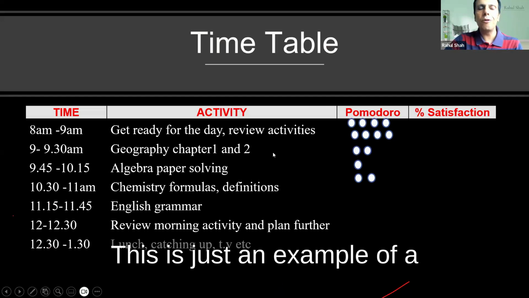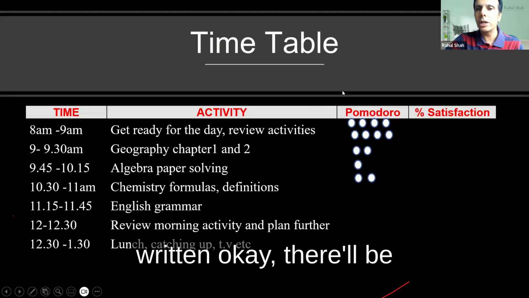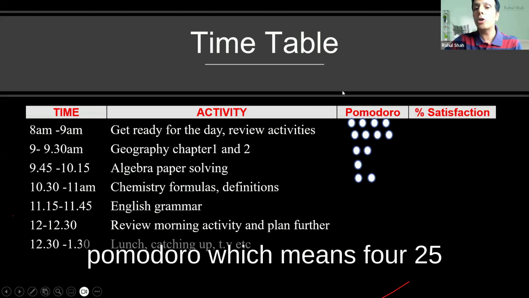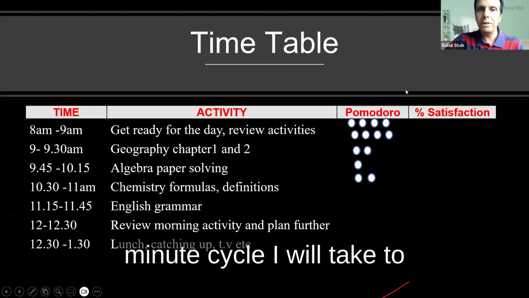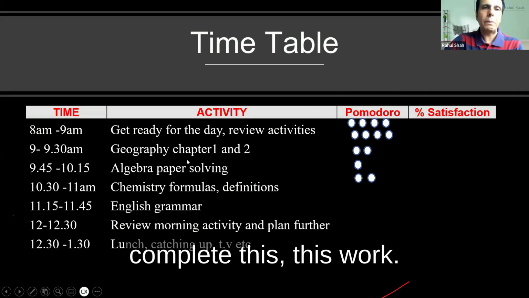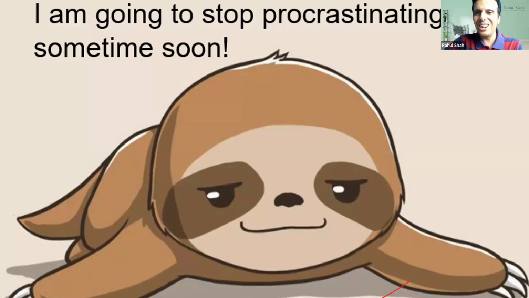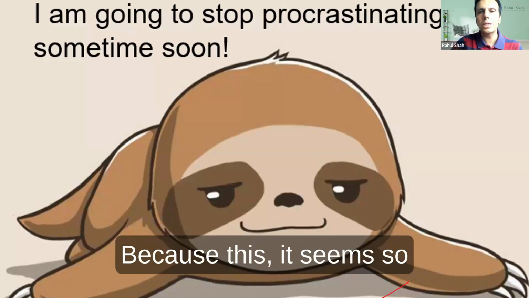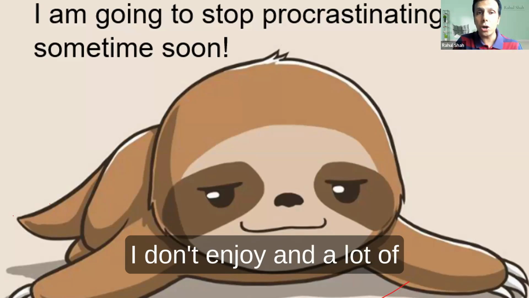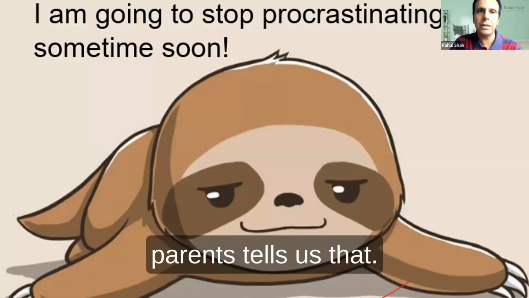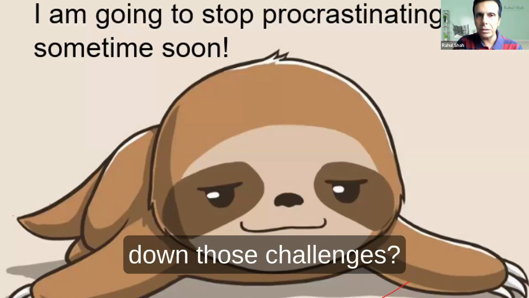This is just an example of a person's timetable, and he's written, okay, there'll be 3 Pomodoro, 4 Pomodoro, which means 4 25-minute cycles I will take to complete this chapter or complete this work. One of the key things we have seen is procrastination, because it seems so challenging. Subjects which I don't enjoy, उसको तो मुझे start करने का मन ही नहीं करता, and a lot of parents tell us that. And how do we break down those challenges?